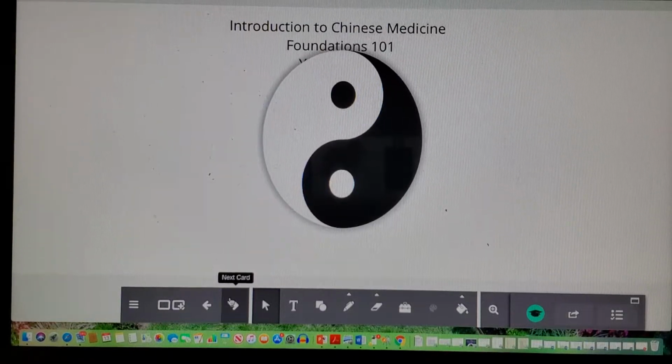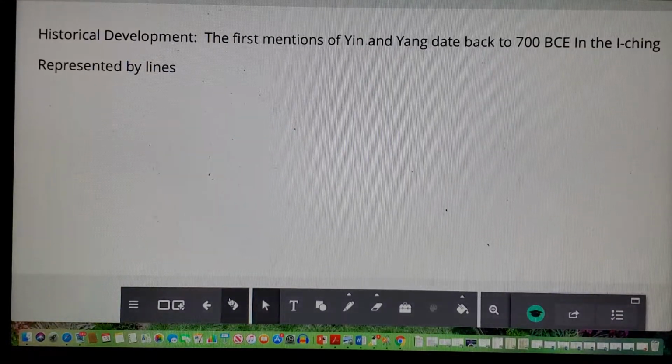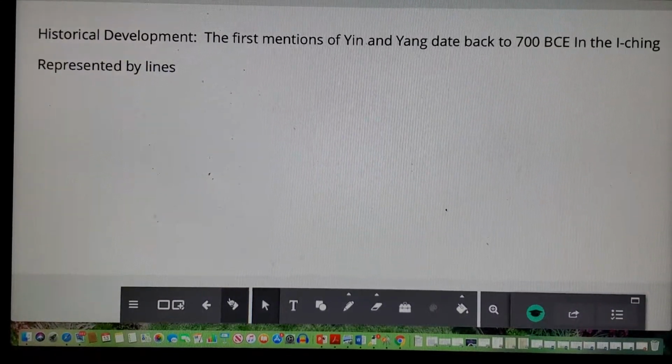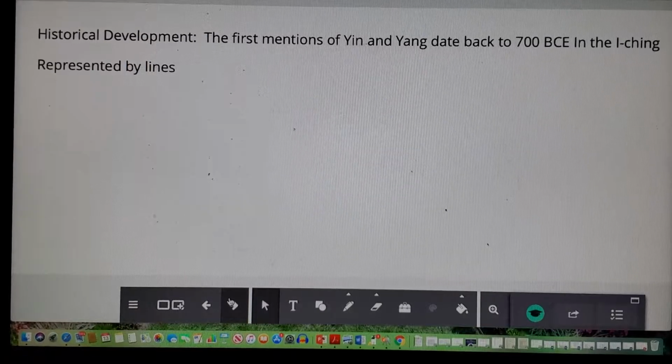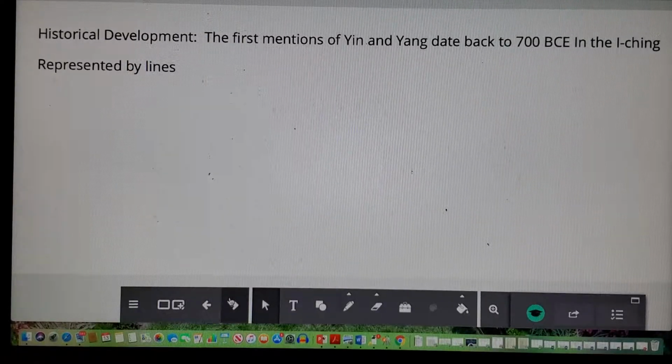So here we go. Introduction to Chinese Medicine Foundations 101. So, historical development. Chinese medicine in general deals with the interactions of yin and yang, bona fide, period. And so you're looking at an energy of an energy that is both passive and powerful and active and powerful, each respected in its own domains.